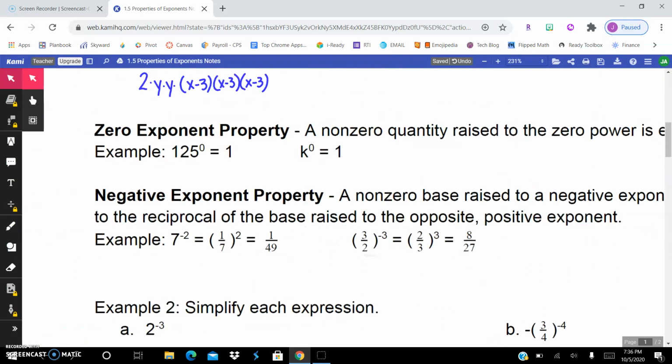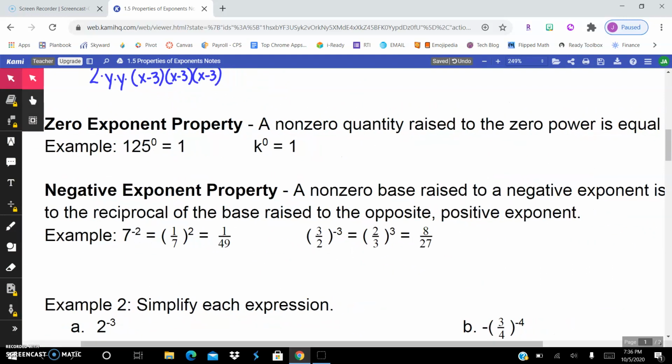Next are a couple of properties. The first one is zero exponent property. Just simply says anything to the zero exponent is 1. So as long as it's not 0 to the 0 power, because you can't do that, your answer is going to be 1. So examples, I have 125 to the 0 power, that's 1. K to the 0 power, that's 1. Anytime you see that, you can simplify it down to 1 automatically.